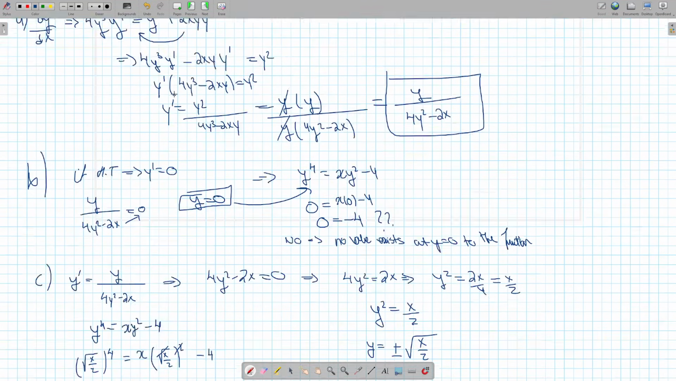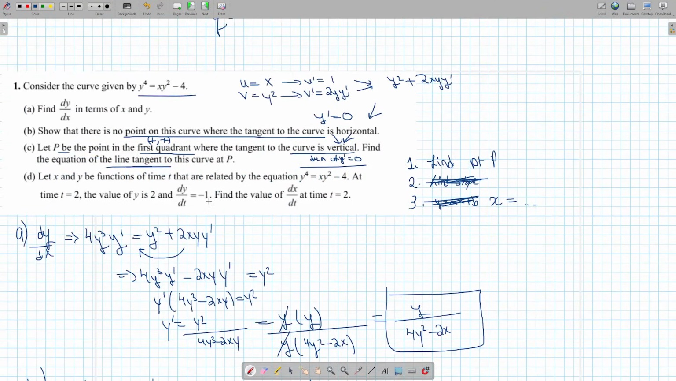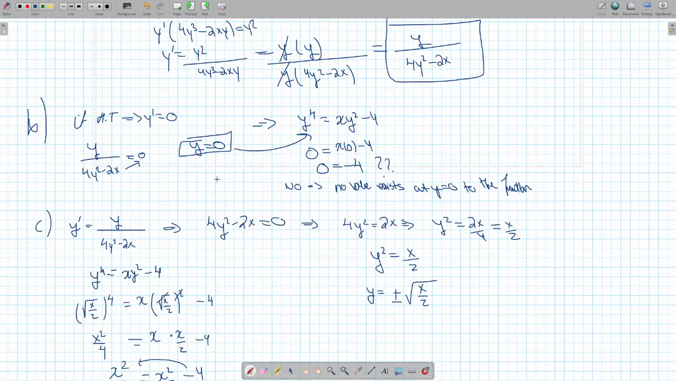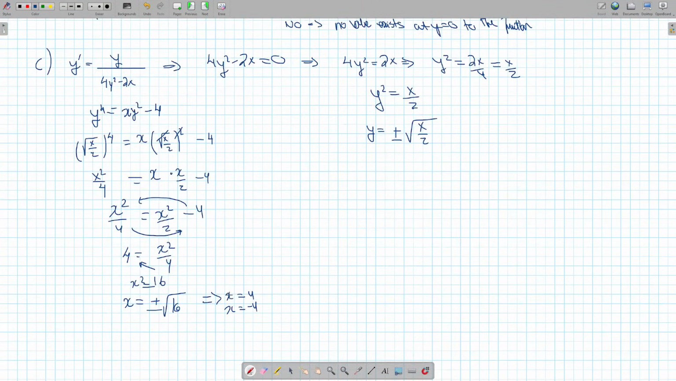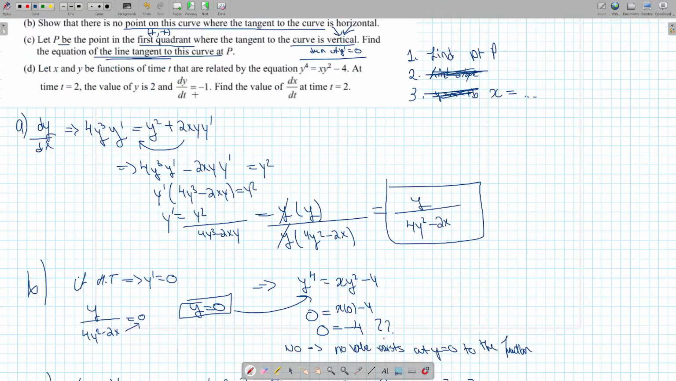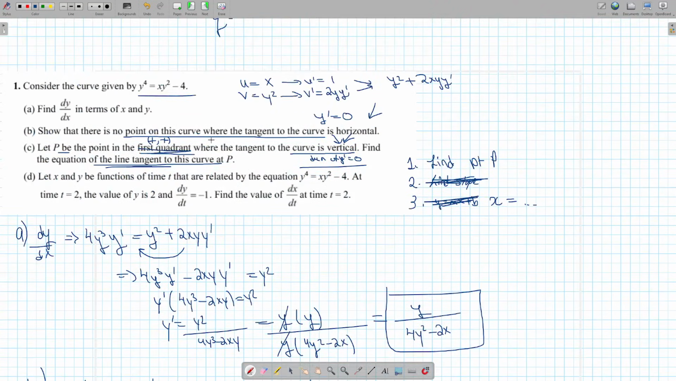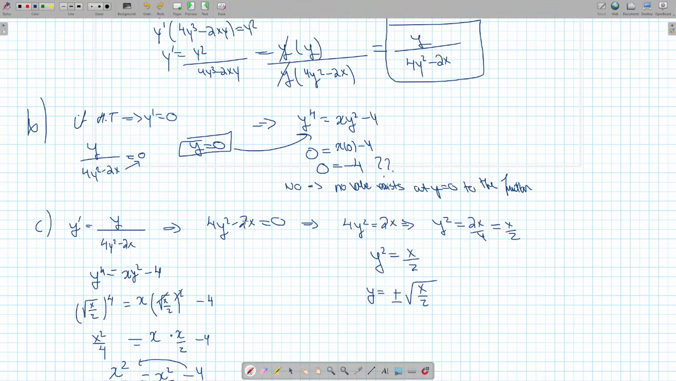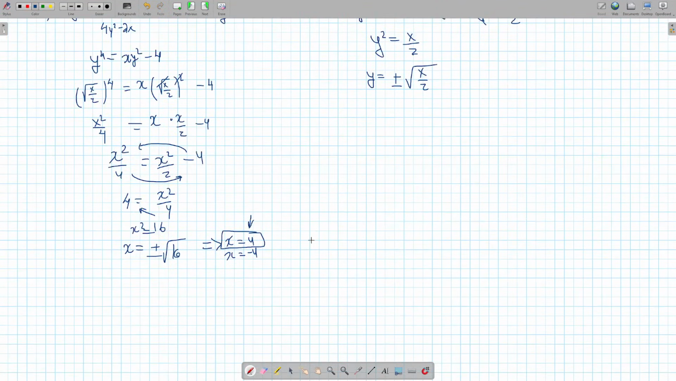So part C, what did they want? Find the equation of the line tangent to this curve. So find the vertical tangent. Which one do we choose? We're gonna choose x equals 4, not the negative one, because they said it lies in the first quadrant. It has to lie in the first quadrant. So that's why we take the positive x. Okay, this is rejected.